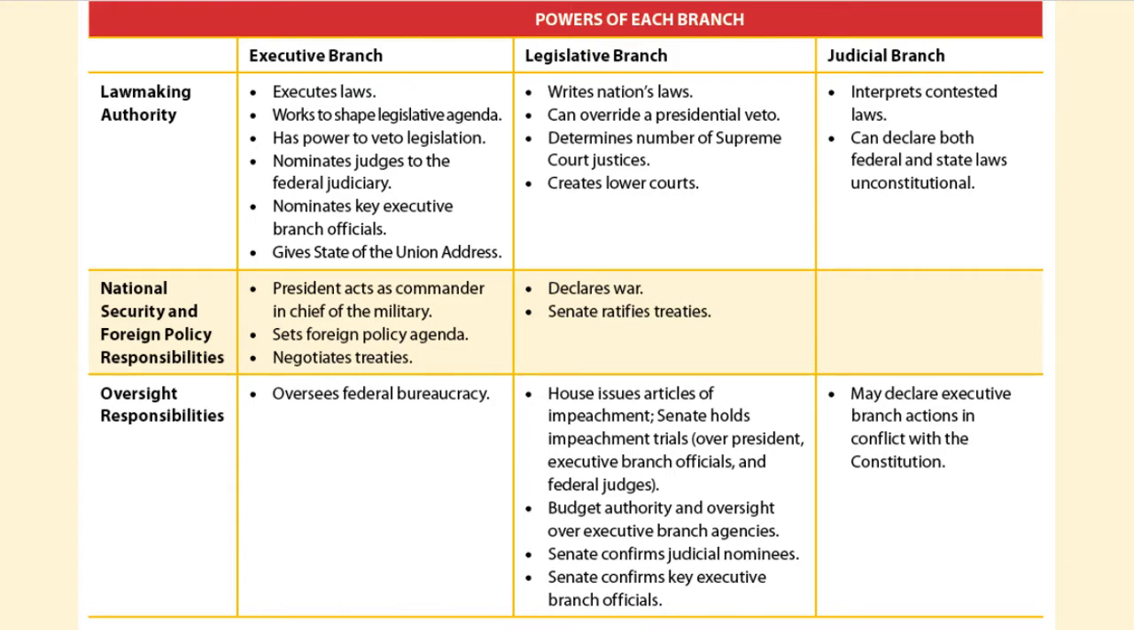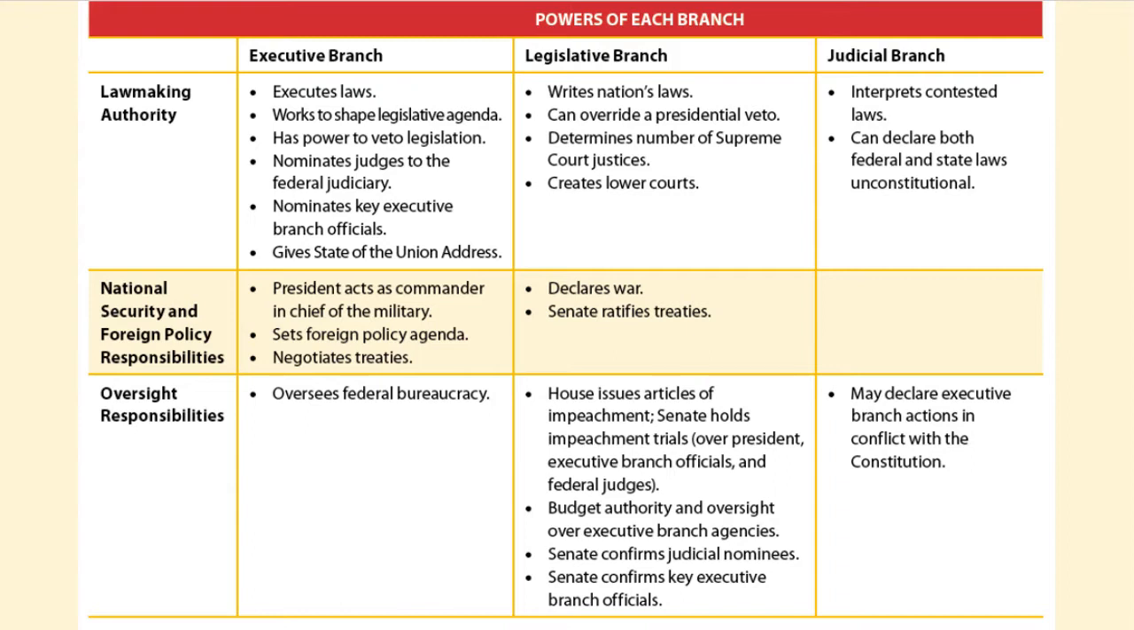It's a 2/3 majority in both houses. They can also determine the number of Supreme Court justices. In the Constitution, there's no set number, so they could actually create a law that might amend that. They can create lower courts as well if they feel like the Supreme Court has too many cases on their load. The judicial branch then has the ability to interpret contested laws.